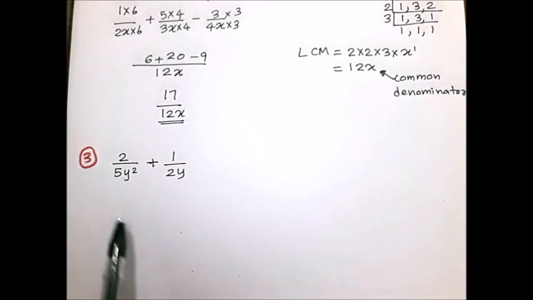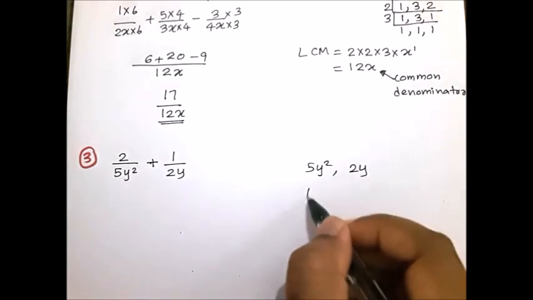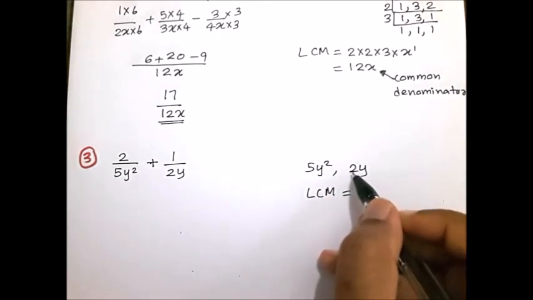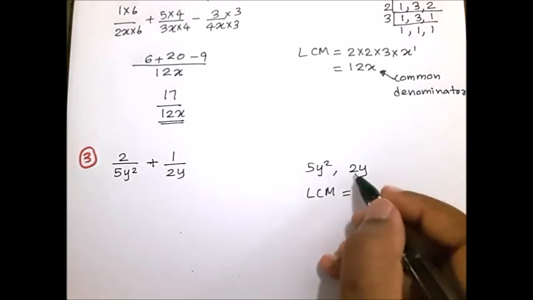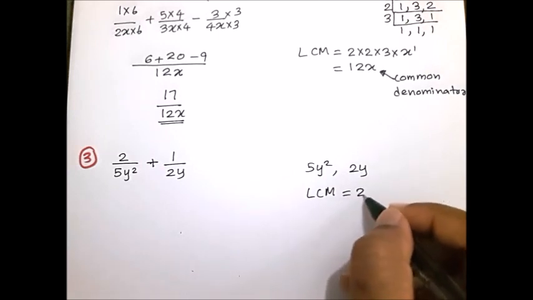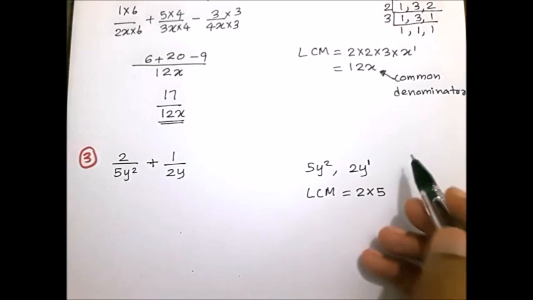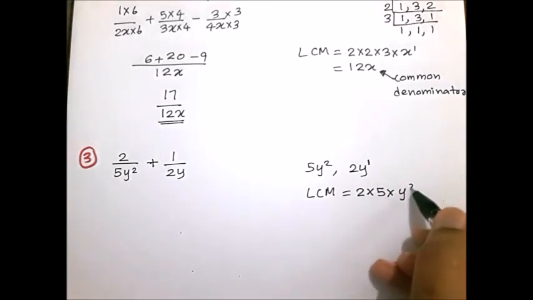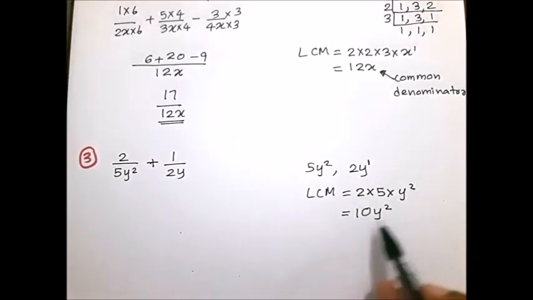Third example. The numbers are 5 and 2. So find the LCM of these numbers. Both are prime numbers, so you don't need to divide by prime numbers. Just multiply these two because both are prime numbers: 2 multiplied by 5. And here y to the power 2, here y to the power 1. You have to take the highest power. So the LCM is 10 y to the power 2. You have to take this as the common denominator.